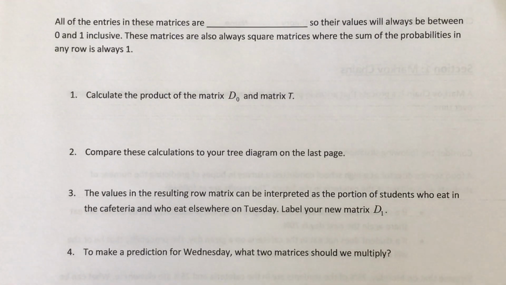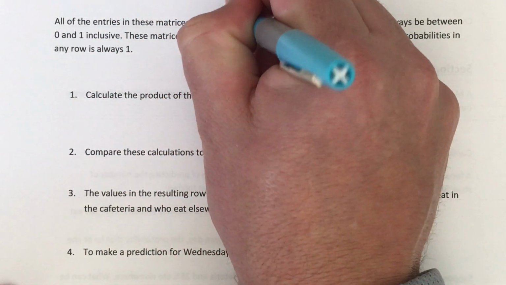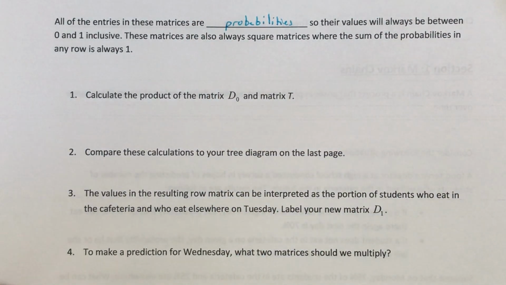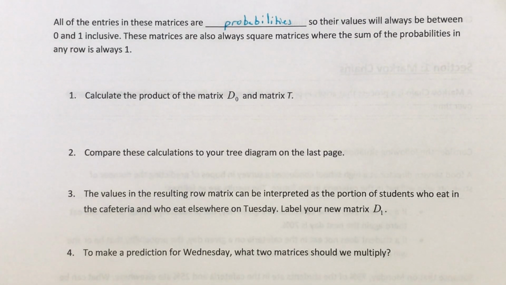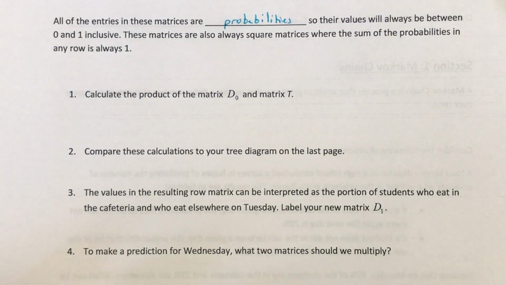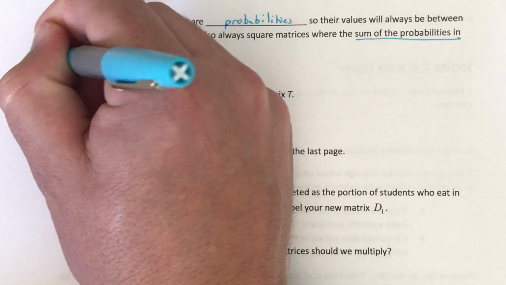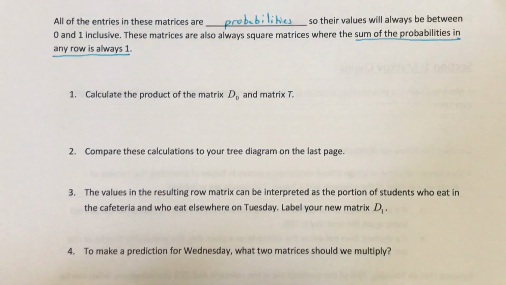It says all of the entries in these matrices are probabilities. So their values will always be between 0 and 1 inclusive. Inclusive just means that you can include that number. These matrices are also always going to be square matrices, where the sum of the probabilities in any row is always 1. So that's kind of an important piece of information to be aware of. The sum of any row is always going to be 1.